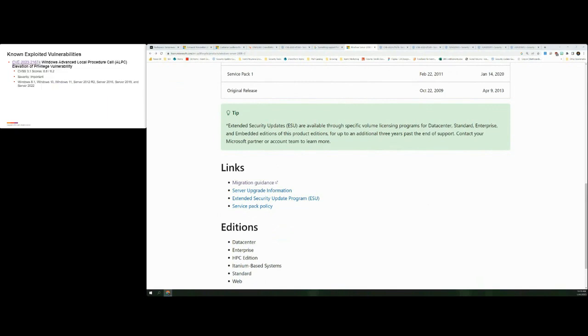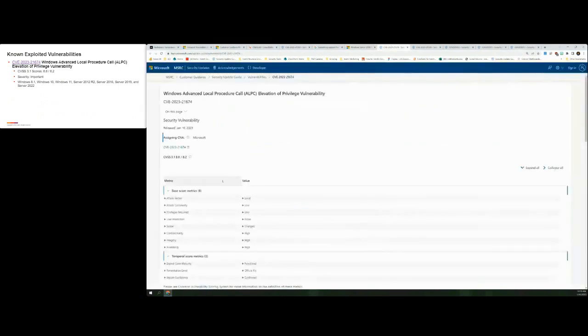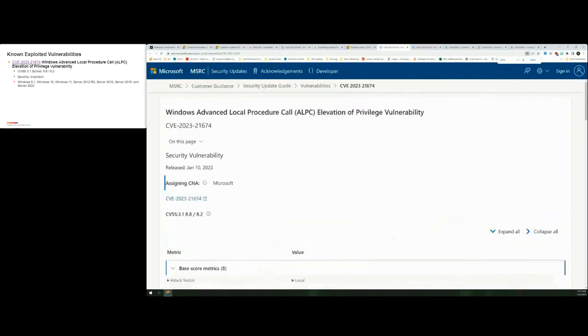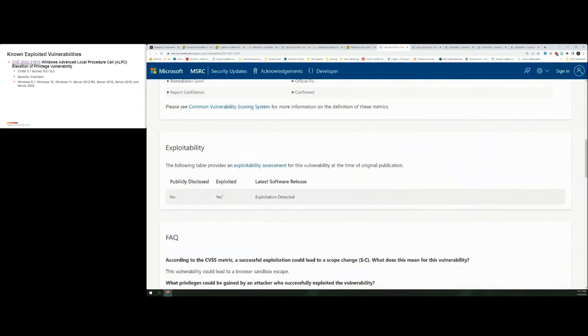All right. A couple of the updates for this month. The first one here is the one known exploited vulnerability that was resolved this month. This was CVE-2023-21674, Windows Advanced Local Procedure Call elevation of privilege vulnerability. It affects Windows 8.1 and later, so Windows 10, 11, 2012 R2, 2016, 2019, and Server 2022 are all affected by this vulnerability. It is confirmed to be exploited, so it definitely raises the urgency of the OS updates this month.